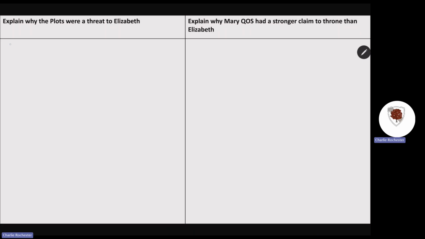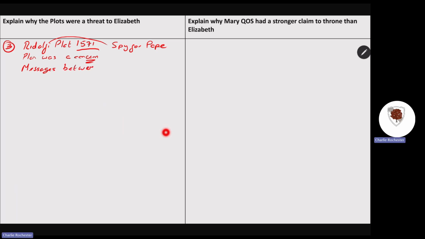and we're going to go back and we're going to look at the third reason why plots were a threat to Elizabeth. And the reason we're going to look at here is the Ridolfi plot in 1571. Now, this wasn't the most threatening, but the plan was a concern. So we need to consider here that Ridolfi, he was a spy for the Pope. And what we saw here were messages between Mary and Philip.